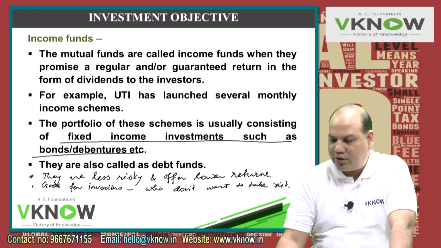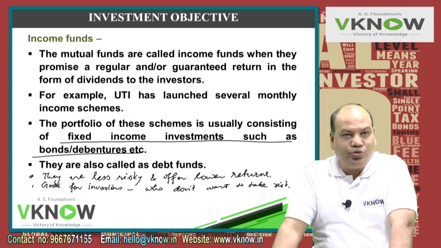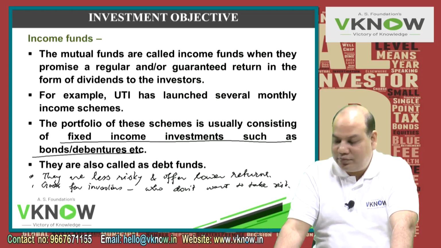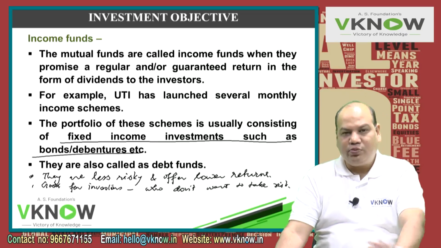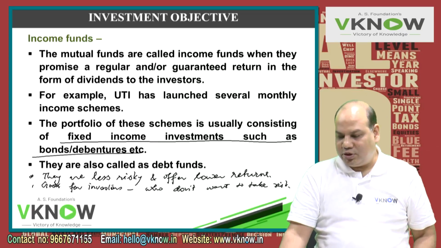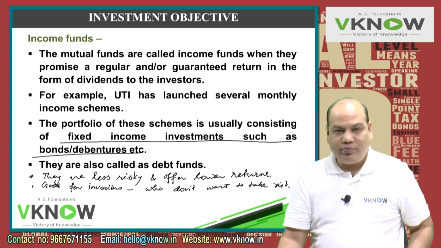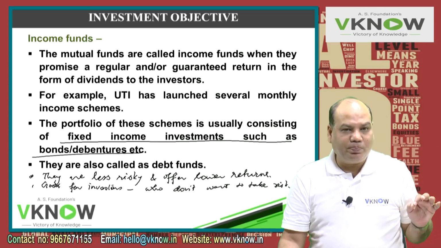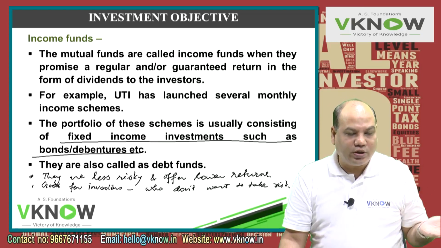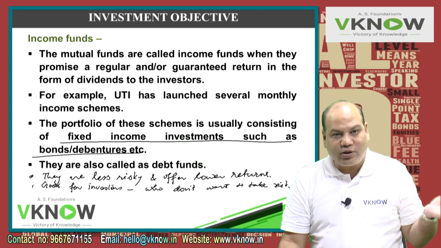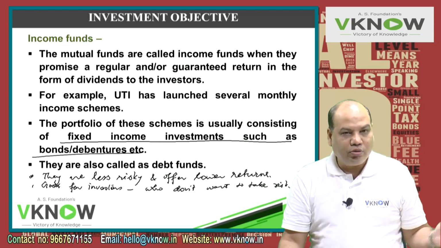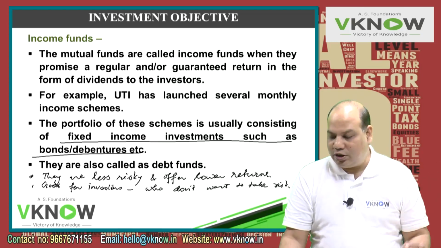So if a person has retired, he has no source of income, he has received pension, gratuity, PF. So now he can park his money in income funds and this income funds will give him regular income. You can decide the period also when you want to receive income. So some of you can tick mark monthly income. So every month they will pay you dividend. You can tick mark quarterly income scheme.